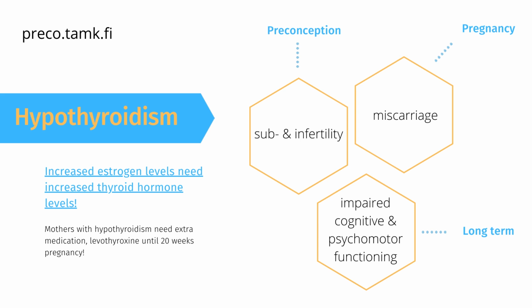In untreated or undertreated hypothyroidism, subfertility or infertility is possible. There is also a much higher risk for miscarriage. Long term consequences are impaired cognitive and psychomotor development.